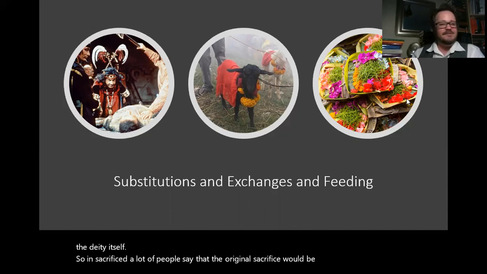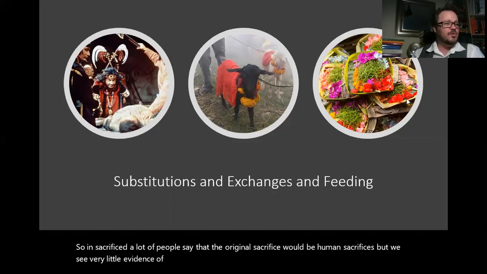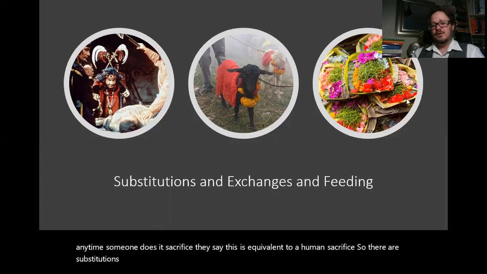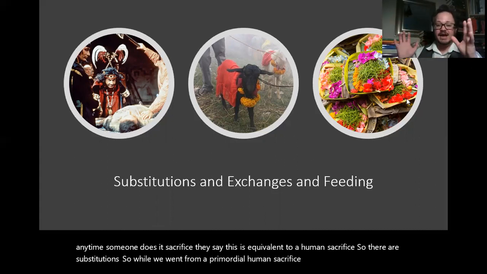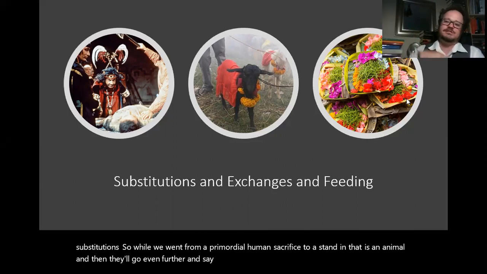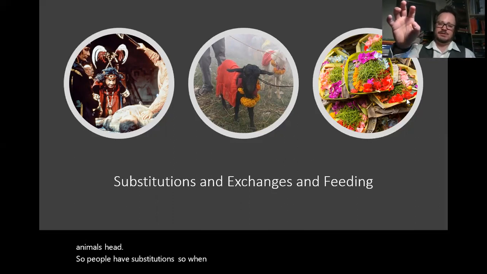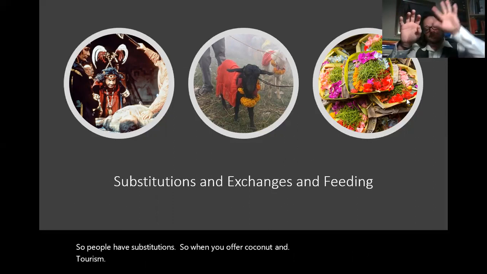In sacrifice, a lot of people say that the original sacrifice would be human sacrifice, but we see very little evidence of human sacrifice around the world. But we do have the notion that anytime someone does a sacrifice, they say, oh, this is equivalent to a human sacrifice. So there are substitutions. While we went from a primordial human sacrifice to a stand-in that is an animal, they'll go even further and say, oh, I'm offering a coconut, which is the equivalent of the animal's head. So people have substitutions.